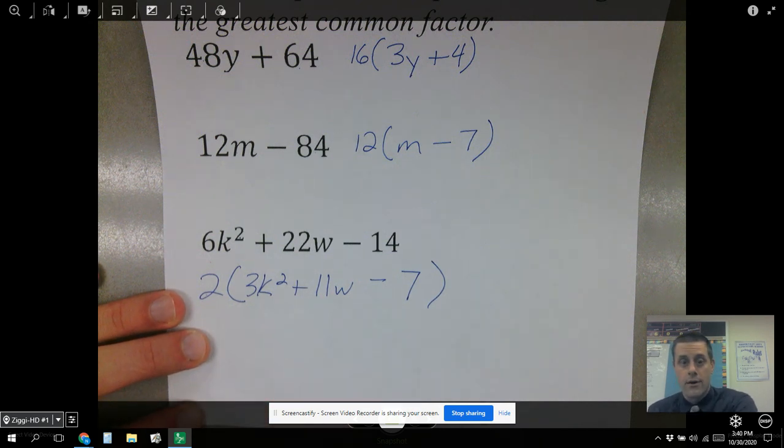Please complete your independent practice assignment on equivalent expressions. Take a picture of your work and upload that file for submission.